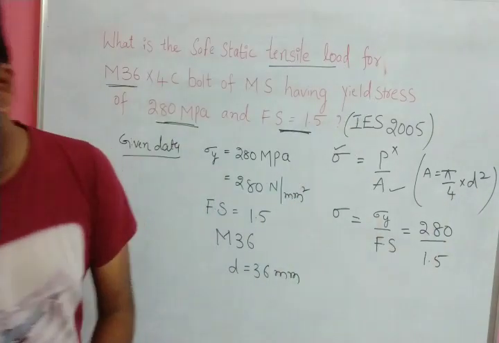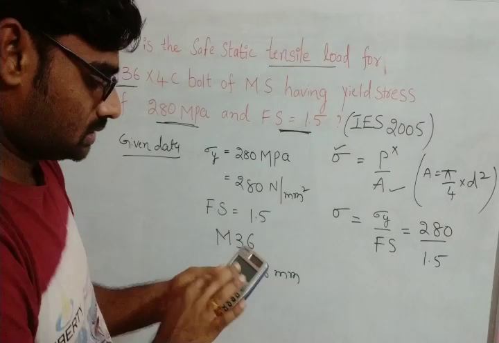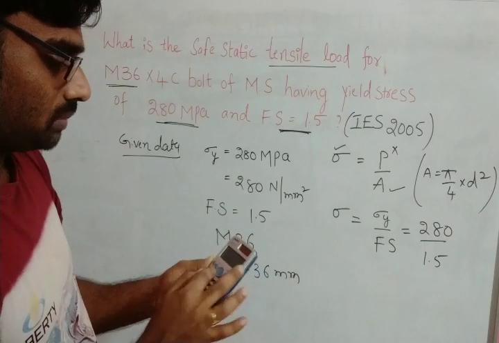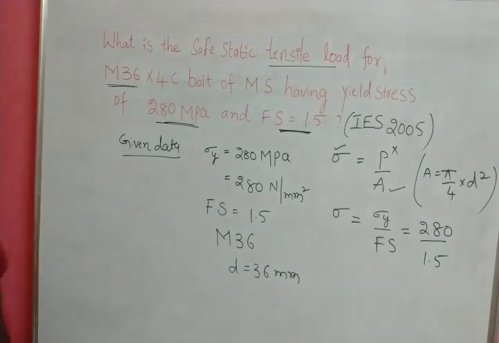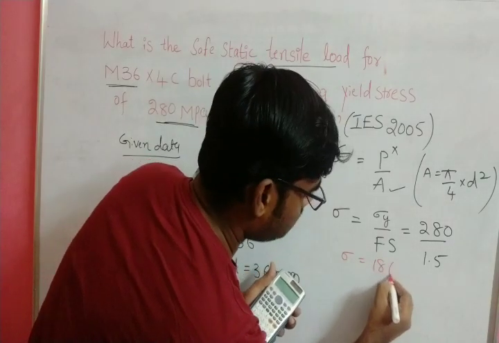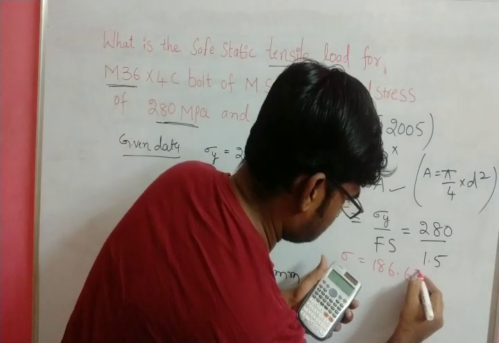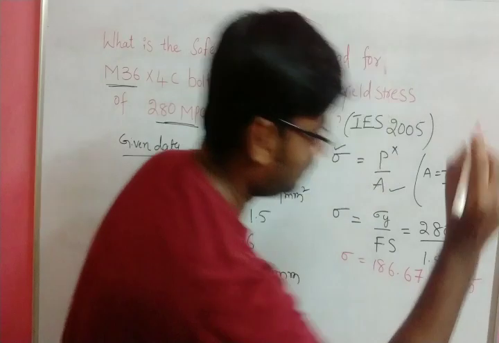The factor of safety equals 1.5. So 280 divided by 1.5 equals 186.67. So sigma equals 186.67 Newton per mm square.